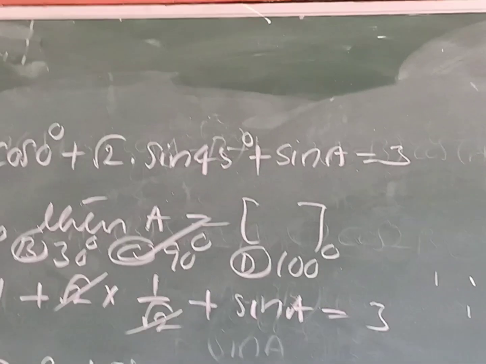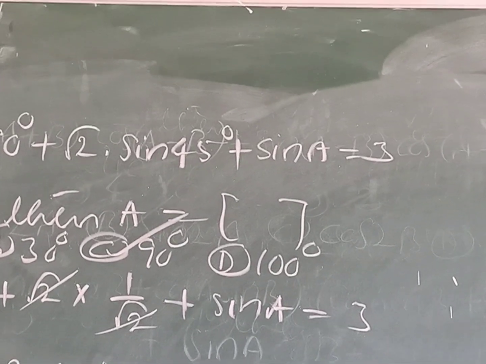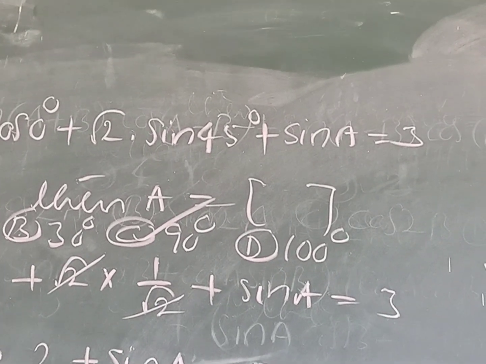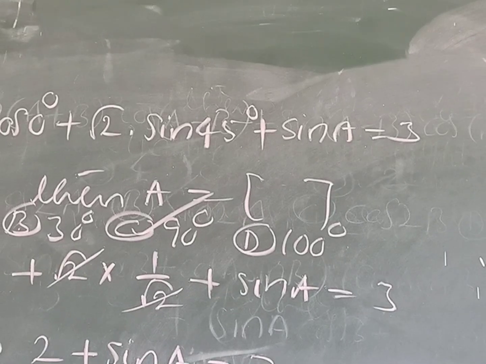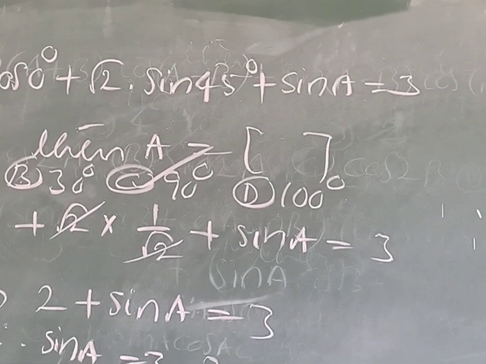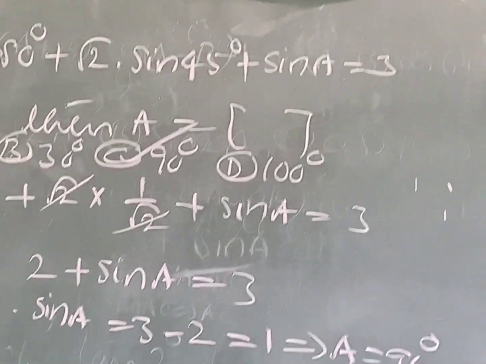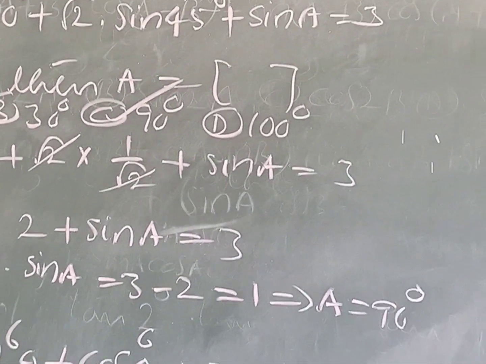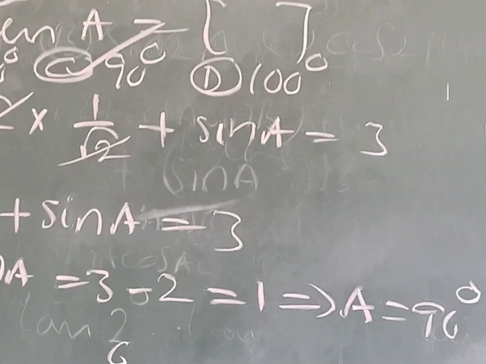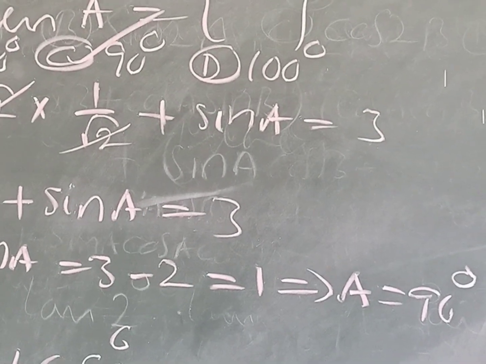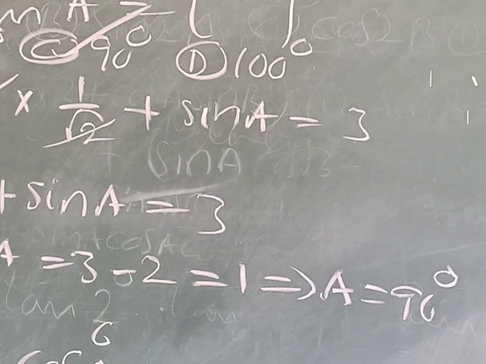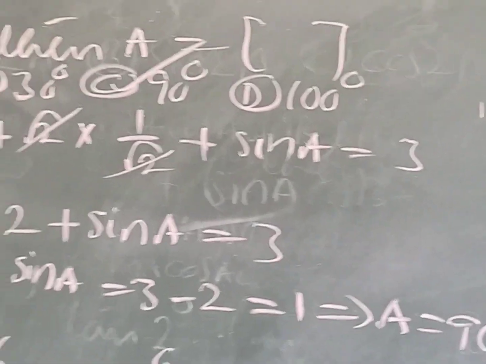Cos 0 degrees plus root 2 into sin 45 plus sin A is equal to 3. The corresponding value of cos 0 is 1. Root 2 into sin 45, that is 1 by root 2, plus sin A is equal to 3. 1 plus 1 is 2, 2 plus sin A is equal to 3. Sin A is equal to 3 minus 2, that is equal to 1. So, what is the corresponding angle for the value 1 in sin? Sin 90 is equal to 1. Therefore, A is equal to 90 degrees.